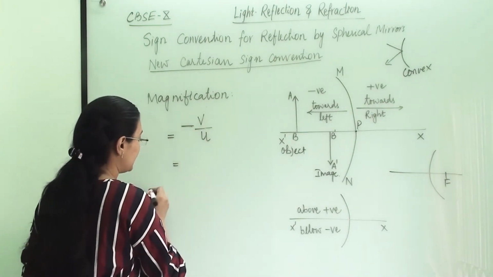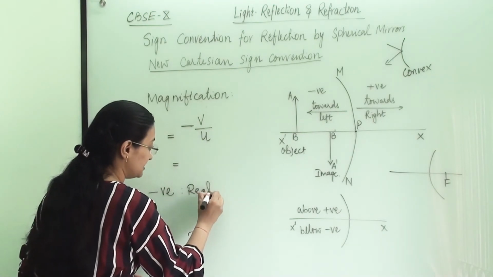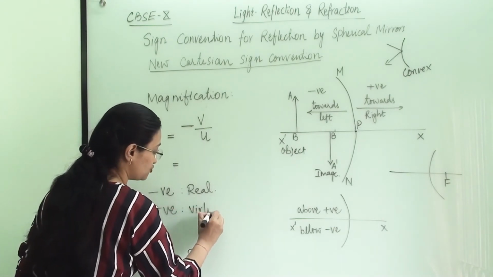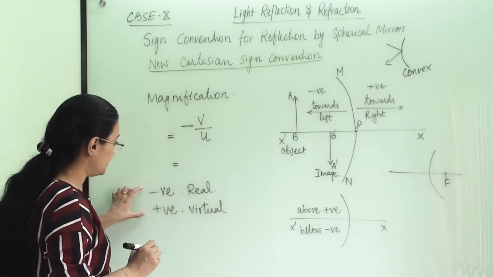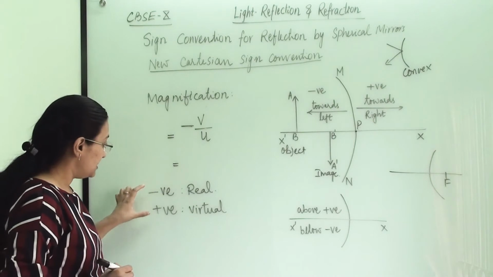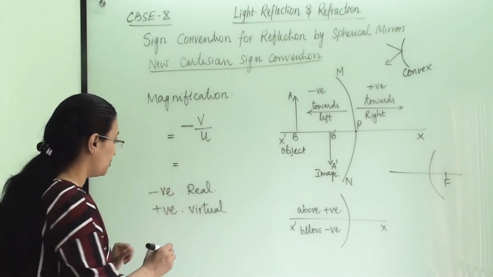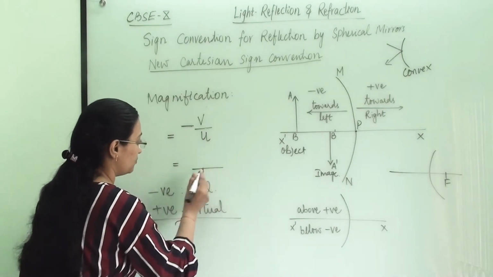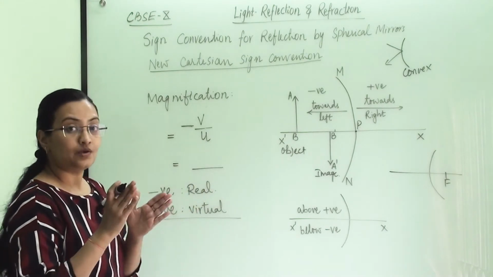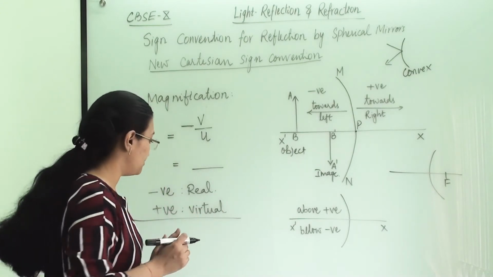If it carries a negative sign, that means the image is real. If it carries a positive sign, that means the image is virtual. So the sign of the answer of the magnification formula's calculation tells us whether the image is real or virtual. Now, whatever number we get from this calculation, that number will tell us whether the image will be bigger, smaller or equal to the object.